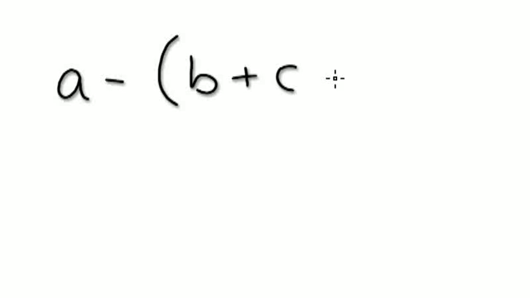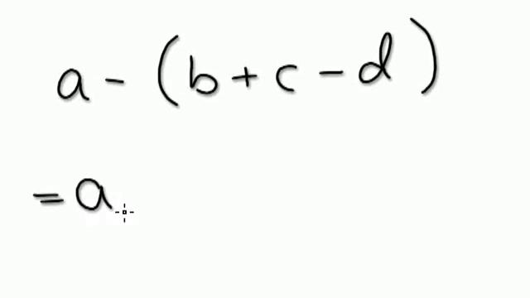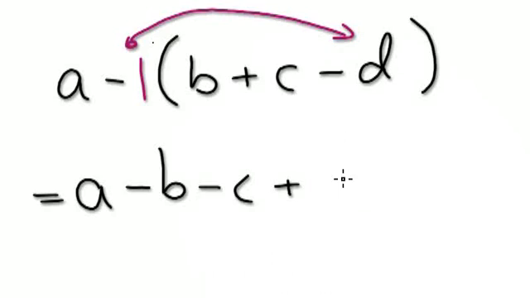Suppose you have something like this, a minus, sorry, let me start again. A minus bracket b plus c minus d. Okay, this would then become a minus b, because the b is really a plus here, and then minus c. Now you've got a minus here, so it becomes plus, because it's a minus. You can imagine a 1 here. So it's minus 1 times minus d, so it becomes plus d. Okay, I know this is confusing.